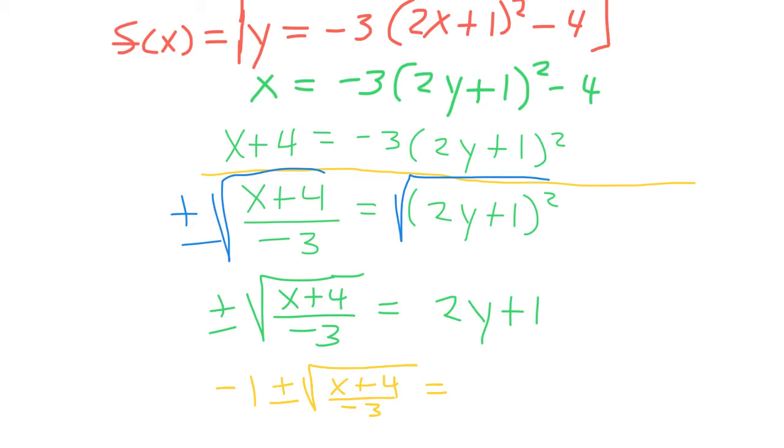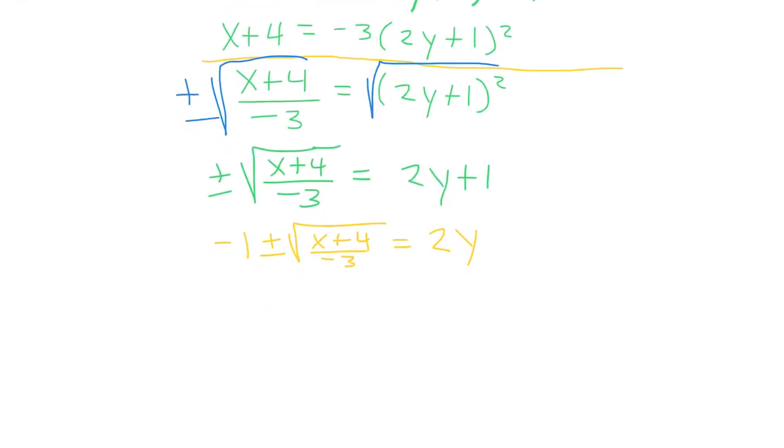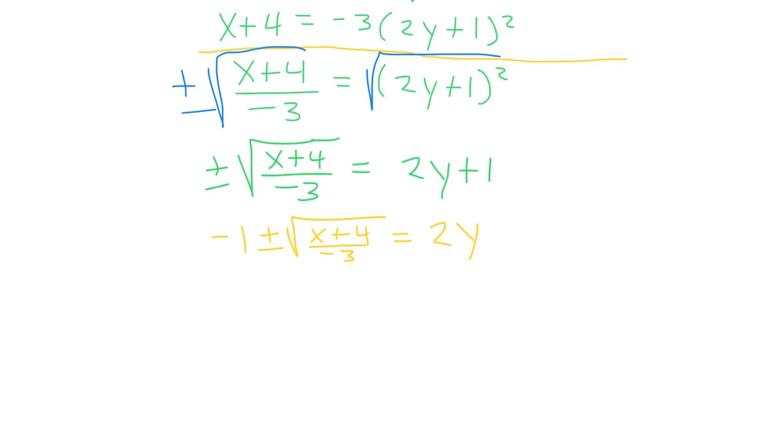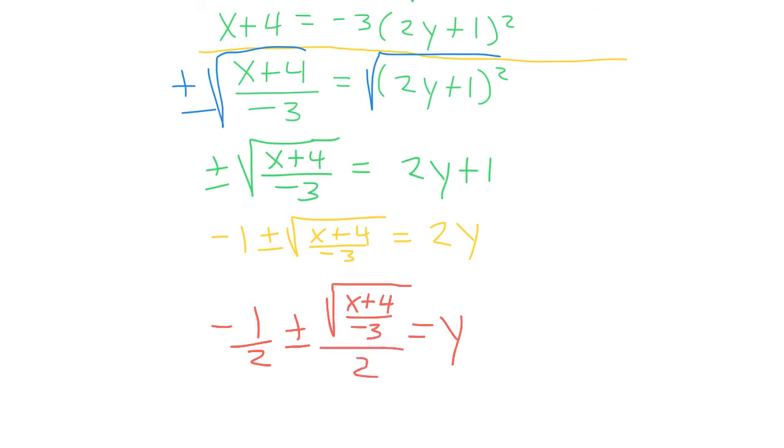But that equals 2y. And then from there, we are going to have to divide everything by 2. And then we end up with y equals negative 1/2 plus minus this whole thing, (x plus 4) all over negative 3, all over 2. So that's a big, clunky, ugly situation, okay? But that is algebraically what the inverse is.